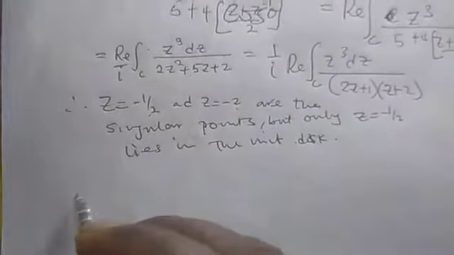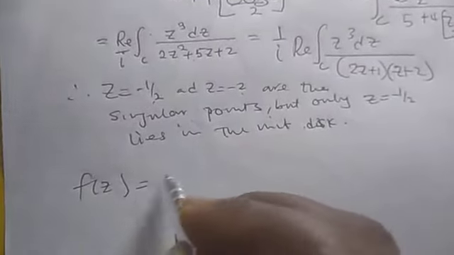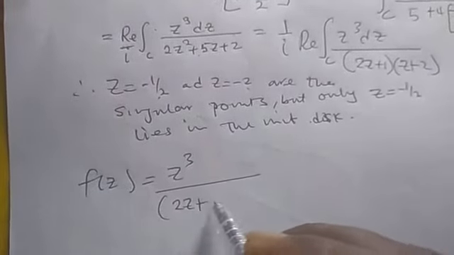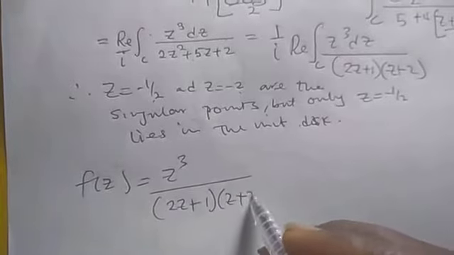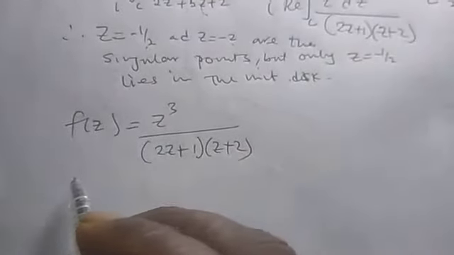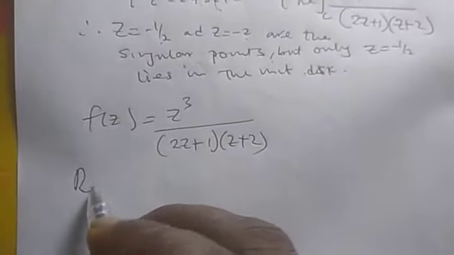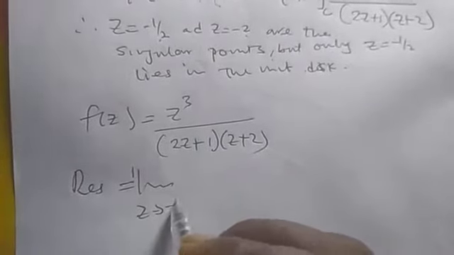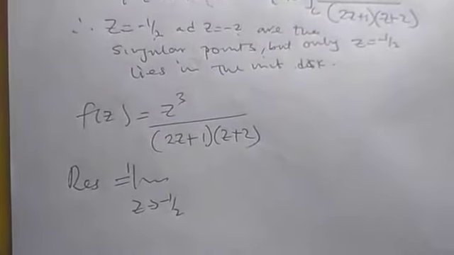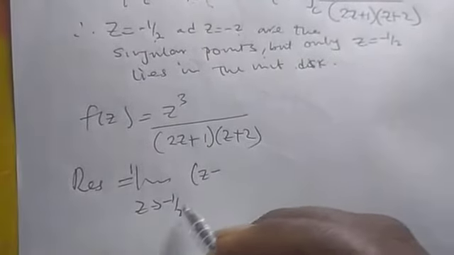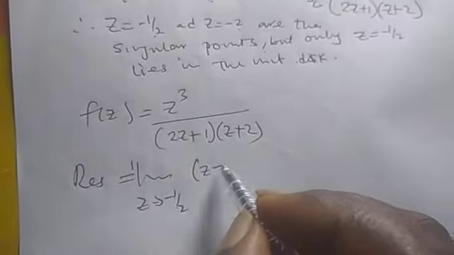So this is our f of z. Remember, our f of z is z cubed over 2z plus 1. Or simply, we can put this one there. Now, we can now go to our residue. Residue at that point, that is limit of z tends to minus half, z minus z naught. Our z naught is minus half.